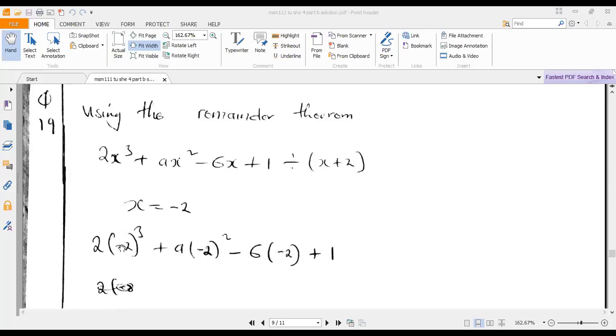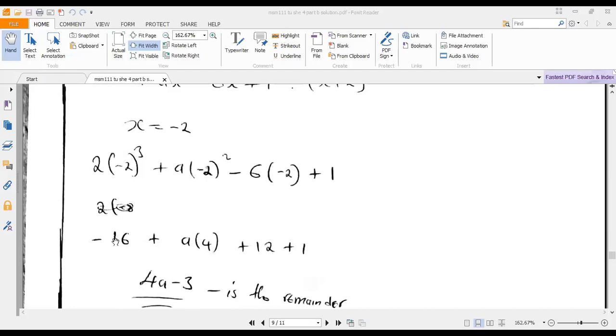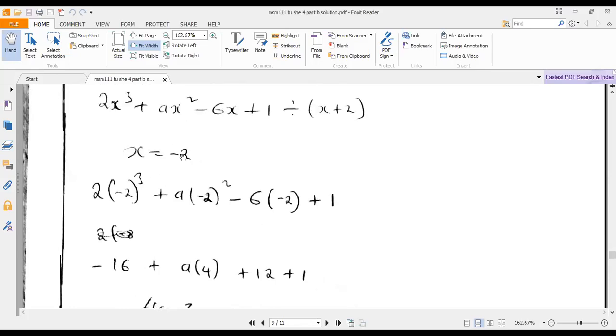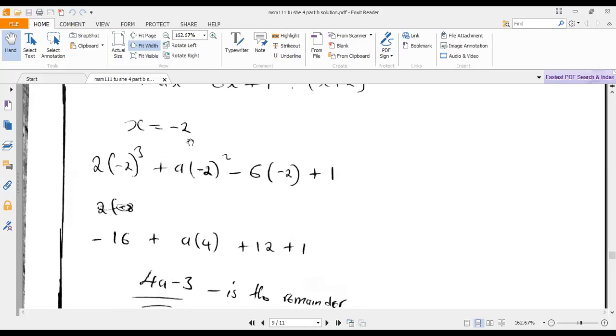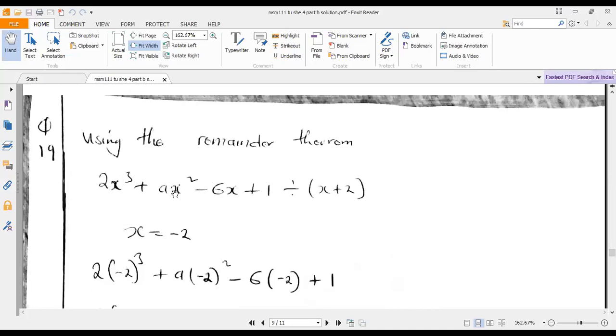Yes, sir. So when you do the manipulations, negative 2 to the power 3 is negative 8. Negative 8 times 2 is negative 16 you have in there. So now when you do negative 16 plus 12, it's the negative 3 which is there. And then 4 times a is the 4a here. This is the remainder of this function when we substitute negative 2. So now, since we know this is the remainder, we use the second polynomial to divide into the same equation here. We solve for a again.